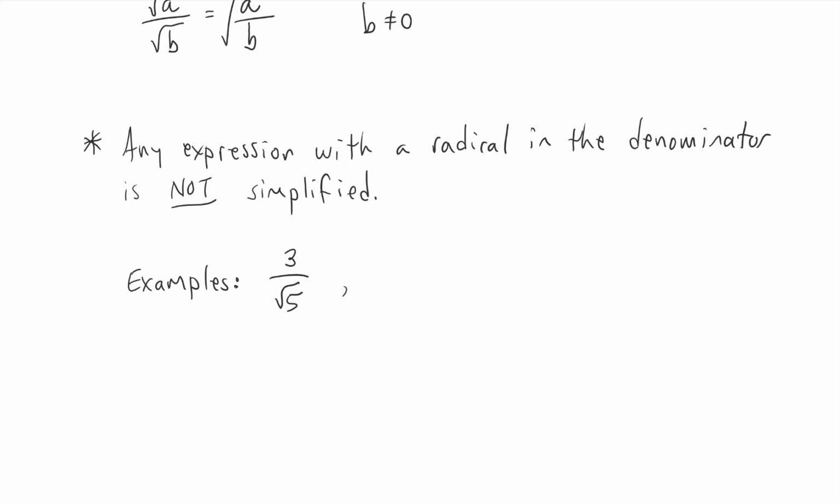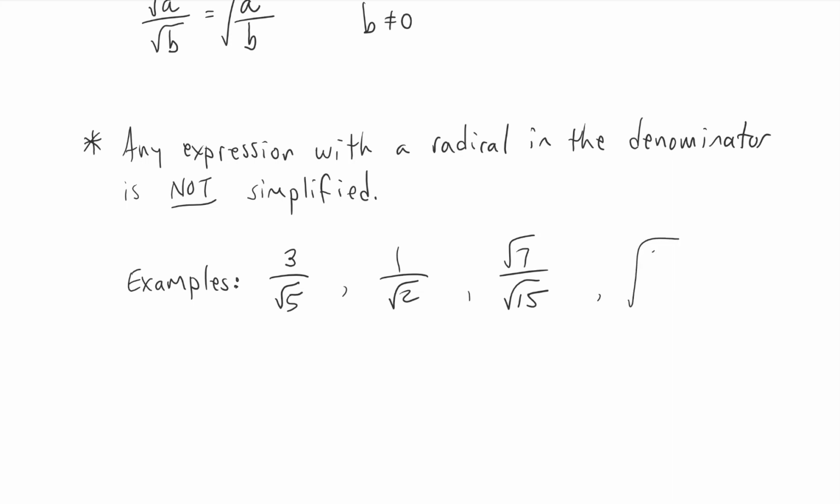Another example would be something like 1 divided by the principal square root of 2. That's not simplified. Principal square root of 7 over principal square root of 15. That's not simplified. We have a radical in the denominator. The radical in the numerator is perfectly acceptable. You can't avoid that sometimes. So having a radical in the numerator, not a problem. But if there's a radical in the denominator, then it's not simplified.